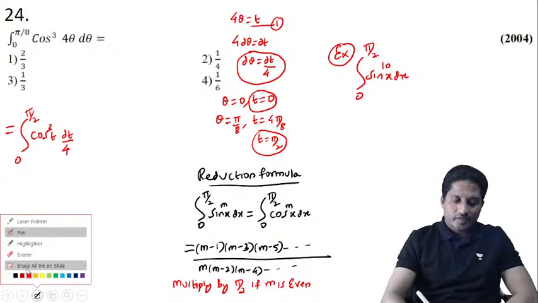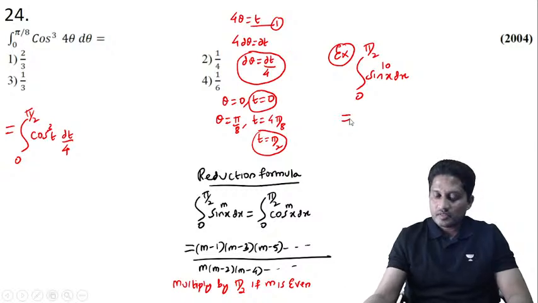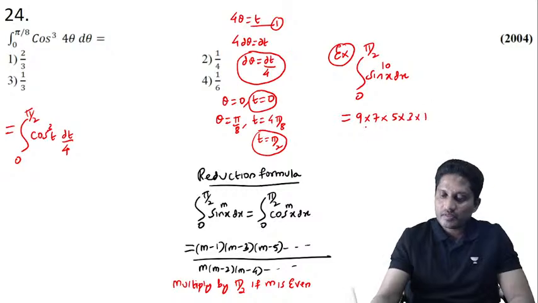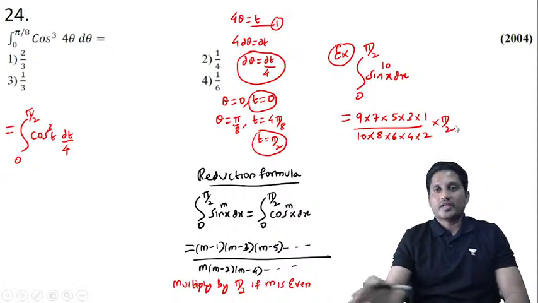Now if I use this result, it's actually m minus 1, that is 10 minus 1, 9, then 7, 5, 3, and 1, divided by m minus 2 which is 8, then 6, then 4, then 2, multiplied by pi by 2 since it is even. Direct shortcut you will get.